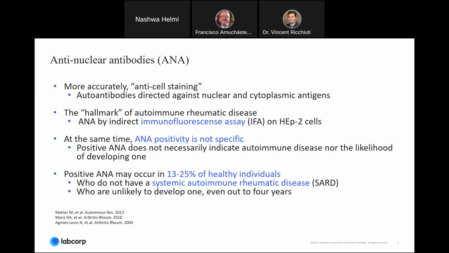Also, at the same time, keep in mind that ANA positivity is not specific. What I mean is that positive ANA does not necessarily indicate autoimmune disease, nor the likelihood of developing one. It is true that positive ANA may occur in 13 to 25% of healthy individuals. And those individuals do not have a systemic autoimmune rheumatoid disease, SARD, and are unlikely to develop systemic autoimmune rheumatoid disease even after 4 years of follow-up.